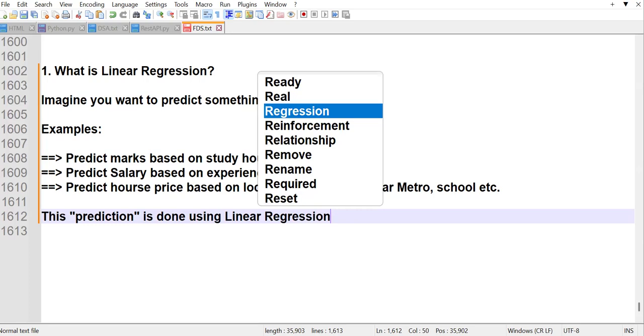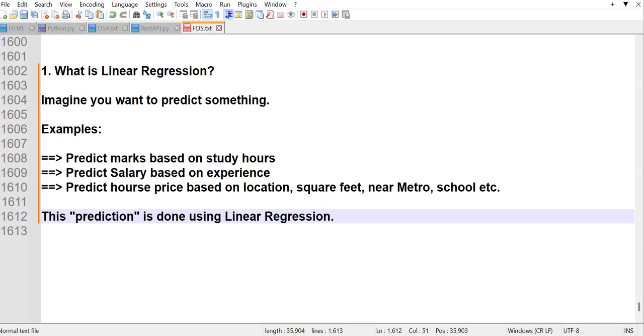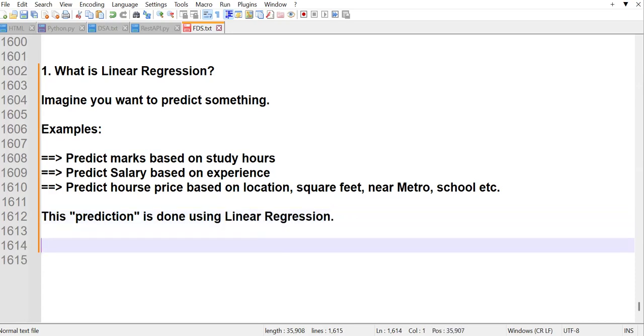How do we do these predictions? Using linear regression. Whenever there is a time to predict something based on some past data, based on some particular features, we do linear regression, right? So what is linear regression?